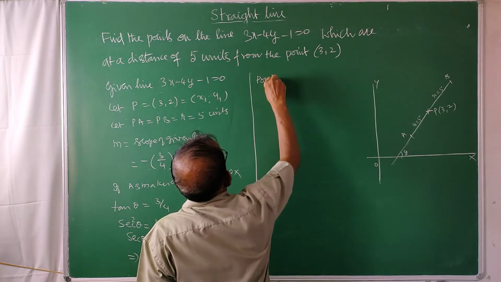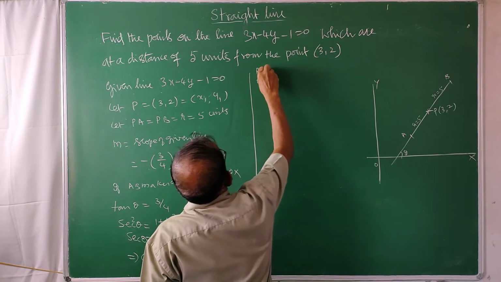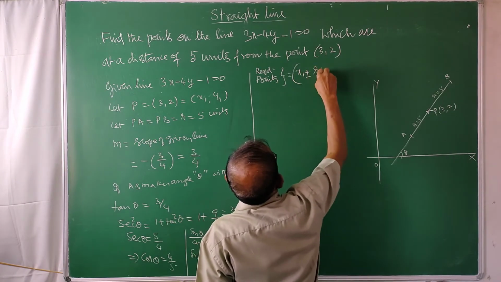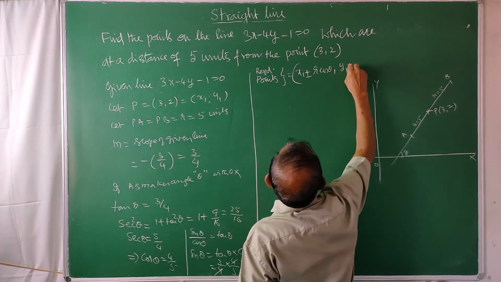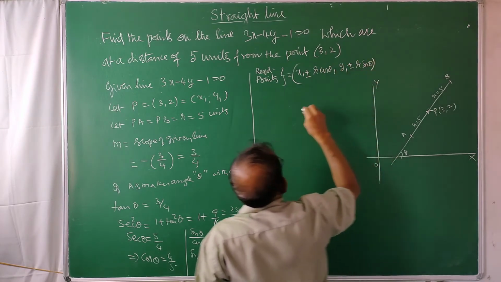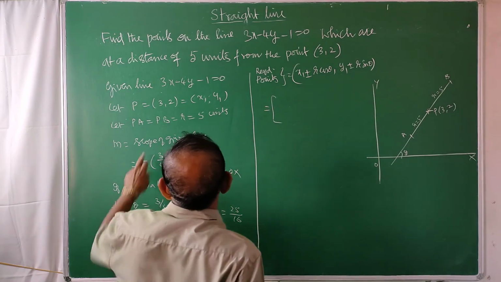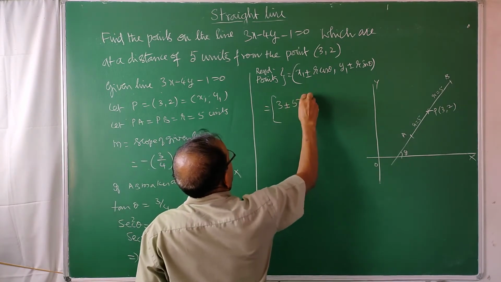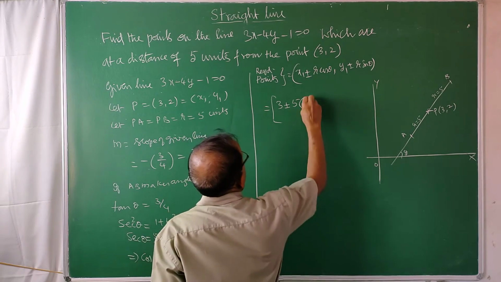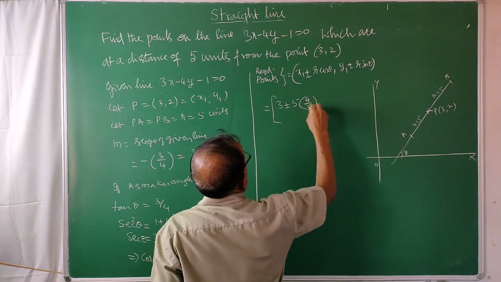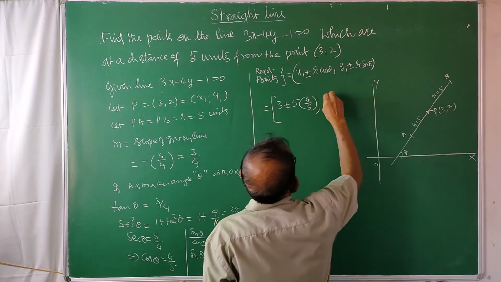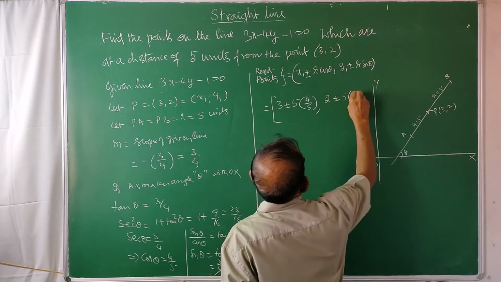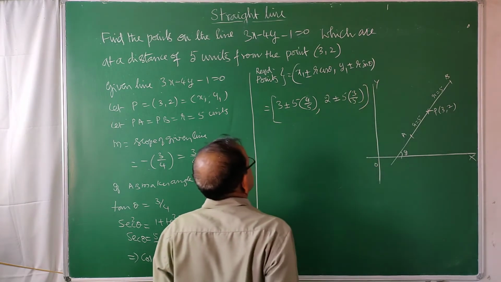Points, required points is equal to x1 plus or minus r cos theta and y1 plus or minus r sin theta. That is, x1 is 3 plus or minus, r is 5 into cos theta value 4 by 5, comma y1 is 2 plus or minus r is 5, sin theta value 3 by 5. So these are the points, but you have to simplify them.